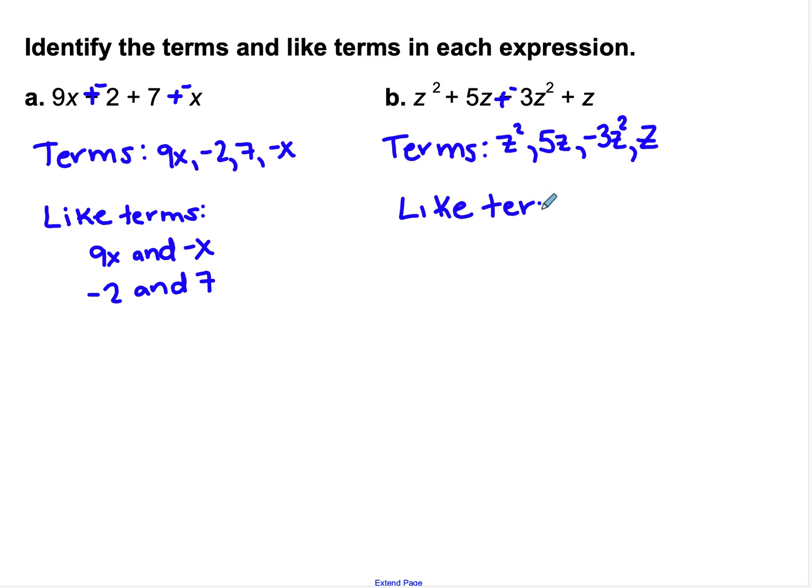Okay, and the like terms, again, same variable, same exponent. That was what makes something like terms. My z squareds are like terms with each other. So z squared and negative 3z squared. They both have a z and they both have a squared. And then also 5z and z.